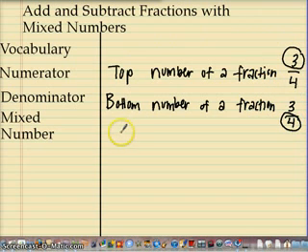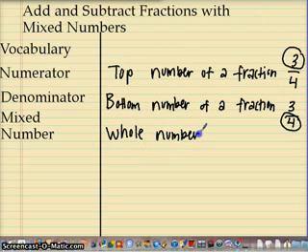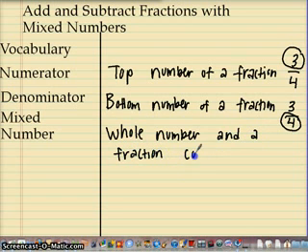A mixed number is something we've seen this year. Mixed numbers are a whole number and a fraction combined. So if I had my 3/4 that we've been working with and I put a 2 in front of it, it becomes a mixed number because I have a whole number and a fraction.